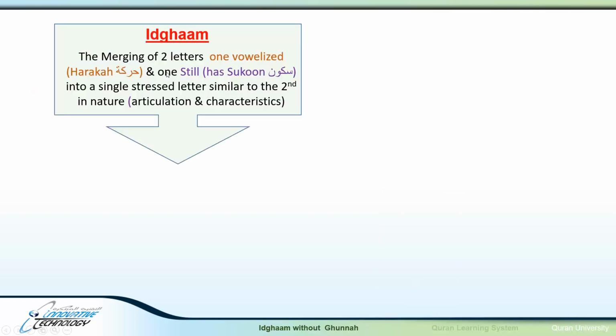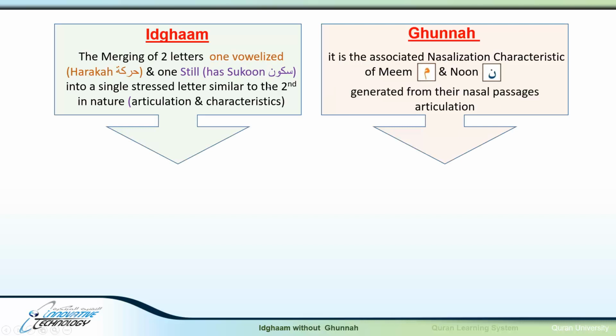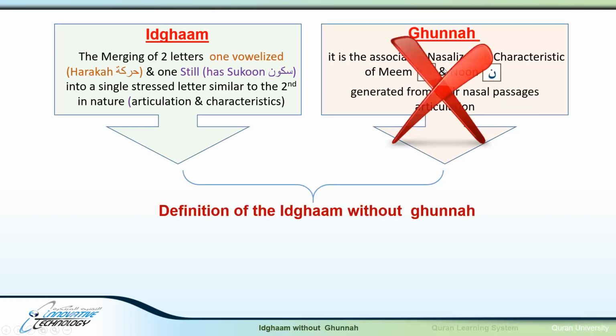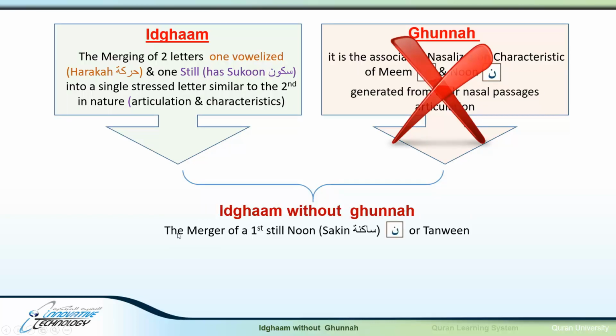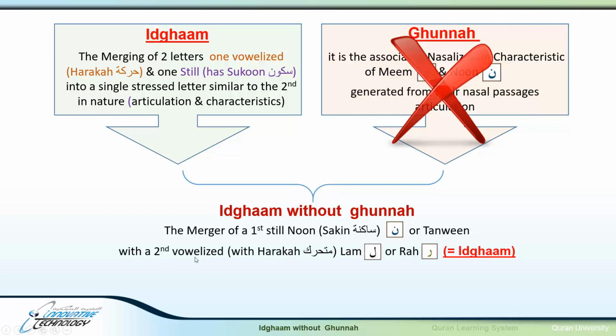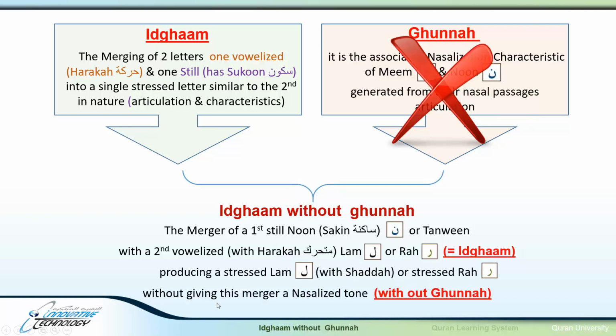Now, since we have learned the definition of idgham and the definition of Ghunnah, we can conclude that idgham without Ghunnah is an idgham that has no nasalization. So, idgham without Ghunnah is the merger of a first letter, which is a still noon, Noon Sakinah or Tanween, with a second letter, vowelized, having harakah, either a lam or a ra, producing a stressed lam with shadda or stressed ra with shadda without giving the merger a nasalization tone.